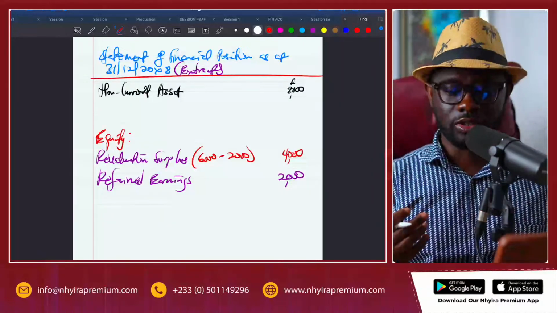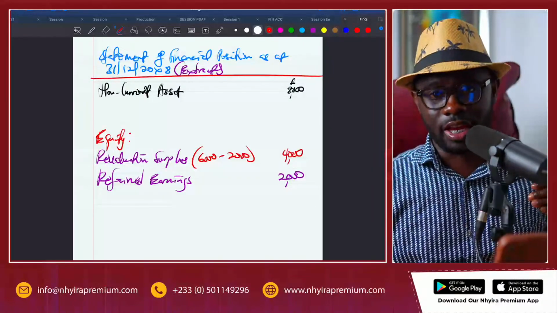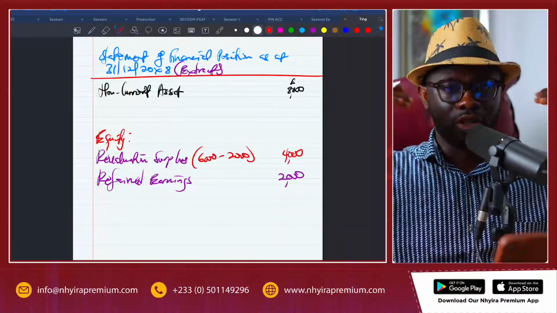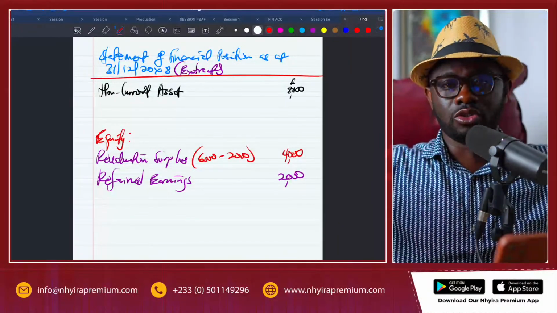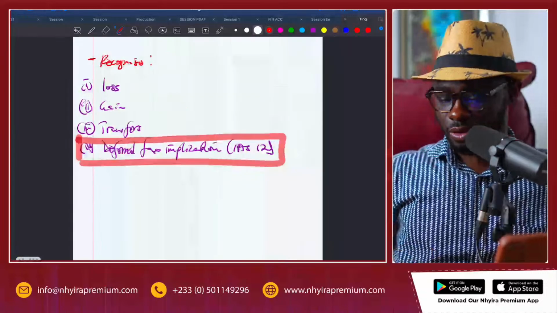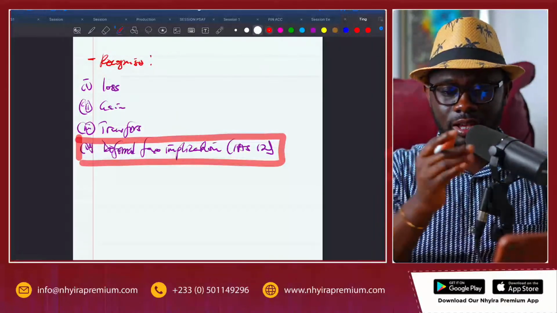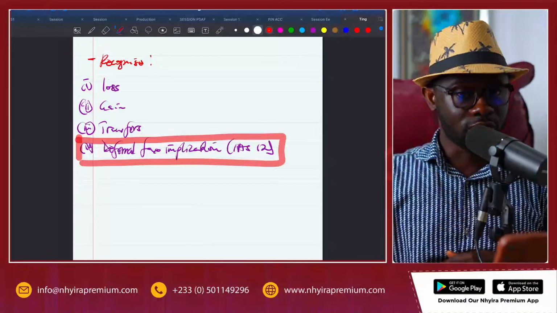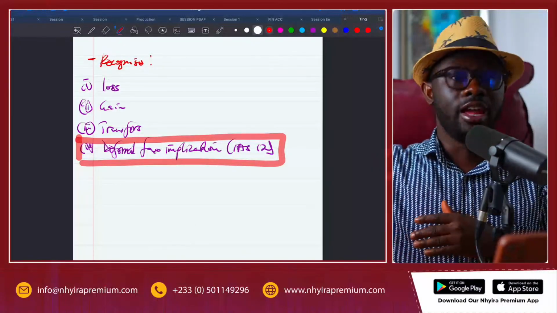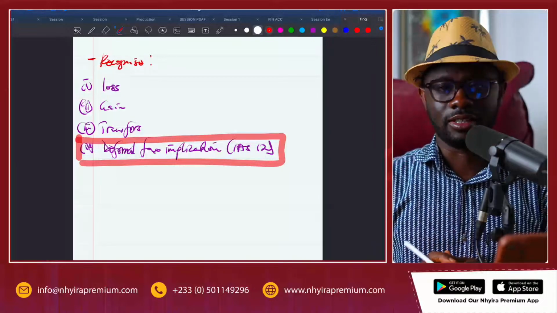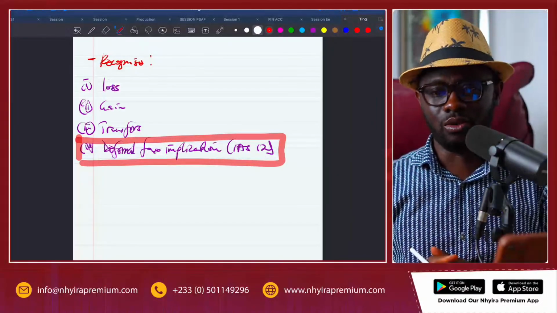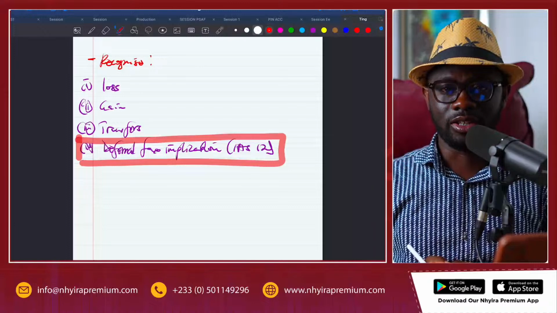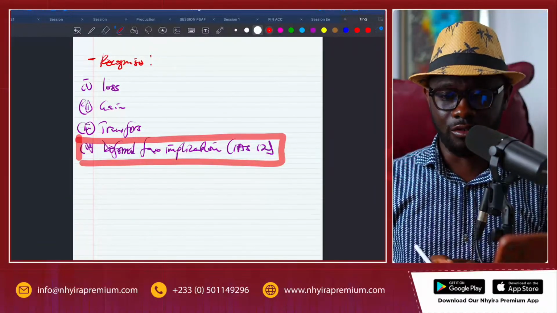When there is a loss, how do we go about it? When there is a gain, how do we go about it? And most importantly, when there is a transfer also, how do we go about it? So we've touched on the first 3 items. The 4th one, as I said, we're going to be looking at IAS 12, solve some questions about that as well, and then bring back IAS 16 fused with IAS 12 in the deferred tax implication when assets are revalued.